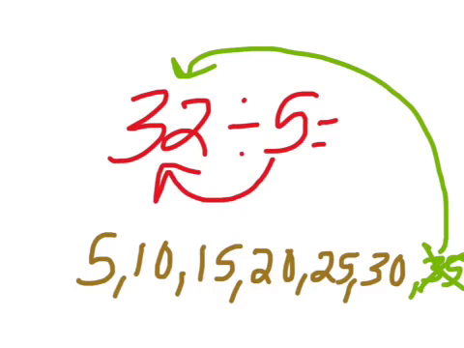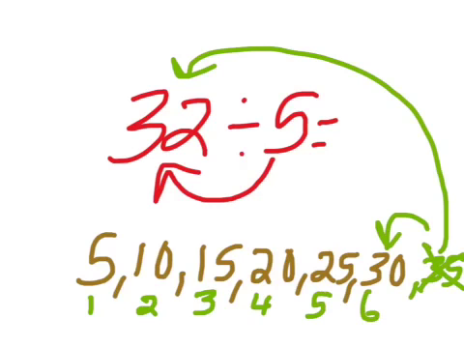So I now have to go back to the previous number, which was 30, and now I have to count how many times I counted to get to that number. 1, 2, 3, 4, 5, 6. So I know that I had 6 times that I could count by 5 to get close to 32. But I'm not quite there yet. I'm at 30. I need to get to 32.